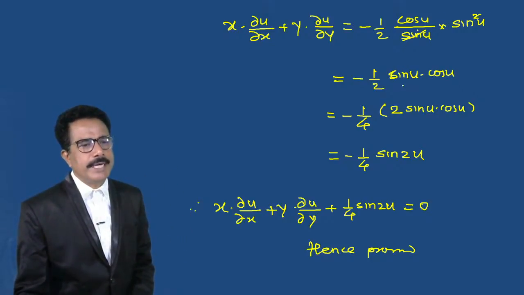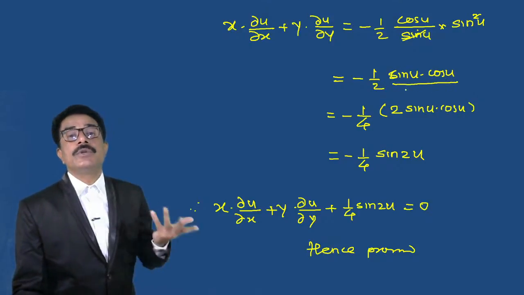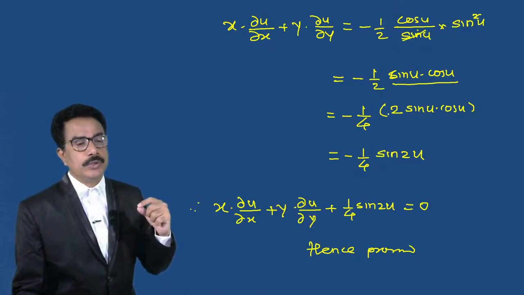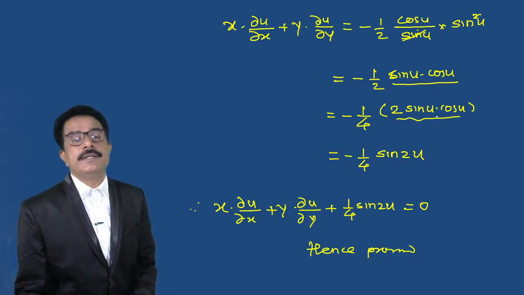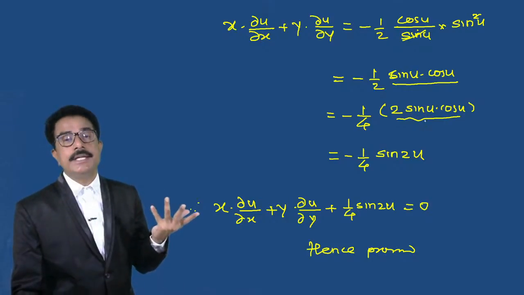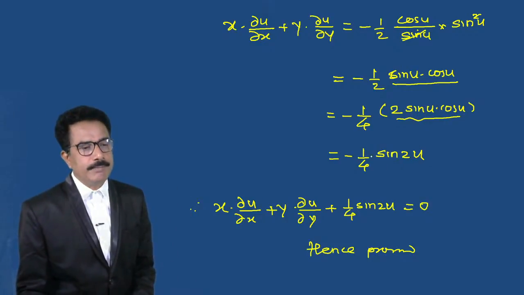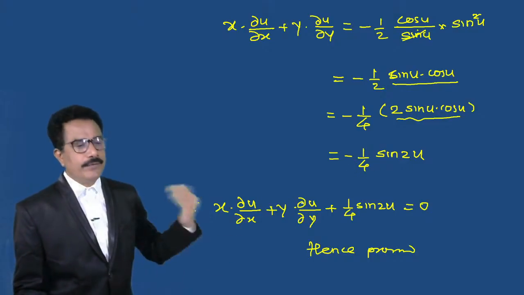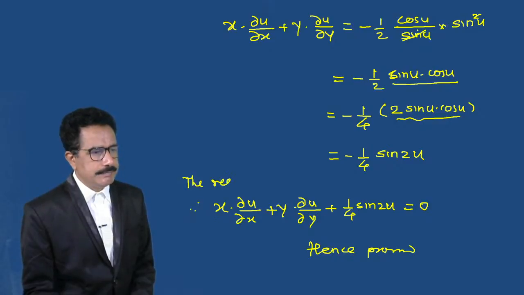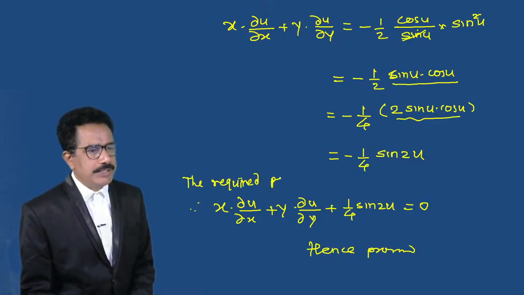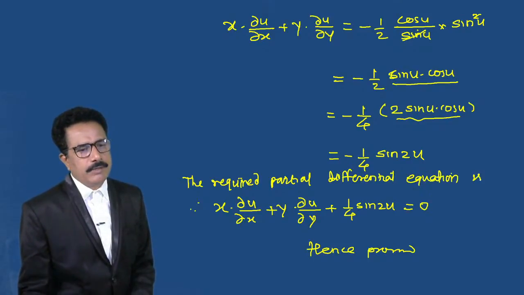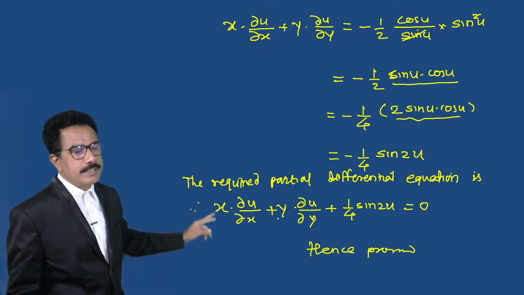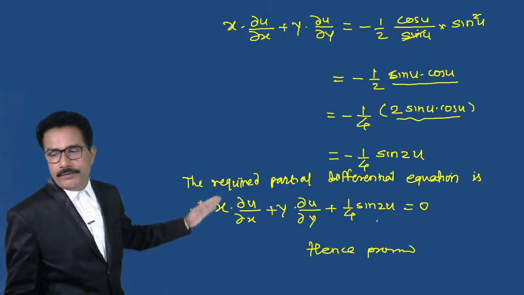Now in this, one sin will get cancelled, leaving sin u into cos u. We can use the formula for sin u into cos u if there exists a 2. So multiply and divide by 2: 1/4 into 2 sin u cos u. Then we can write the formula of 2 sin theta into cos theta. What is the formula of 2 sin theta cos theta? It is sin 2 theta. So we get 1/4 sin 2u. Therefore the required partial differential equation is x into dou u by dou x plus y into dou u by dou y plus 1/4 sin 2u.